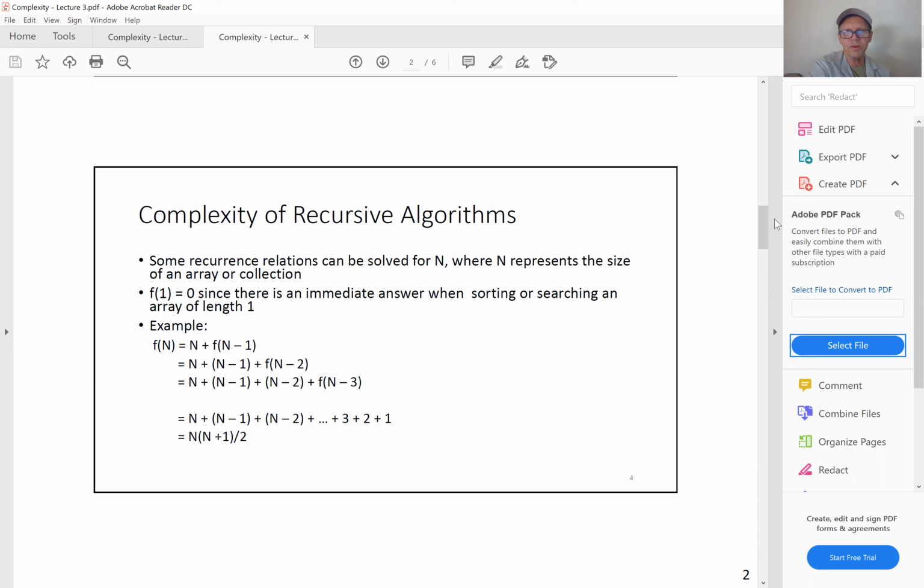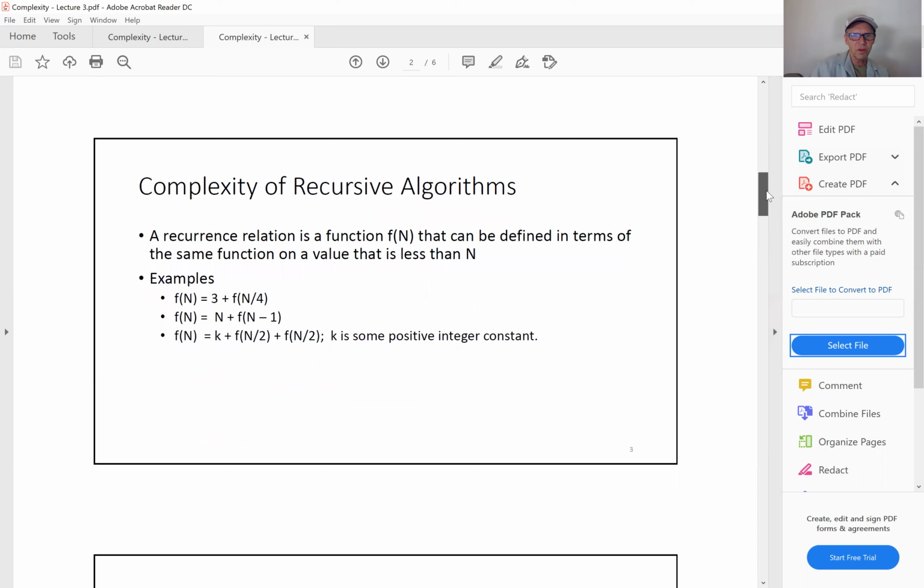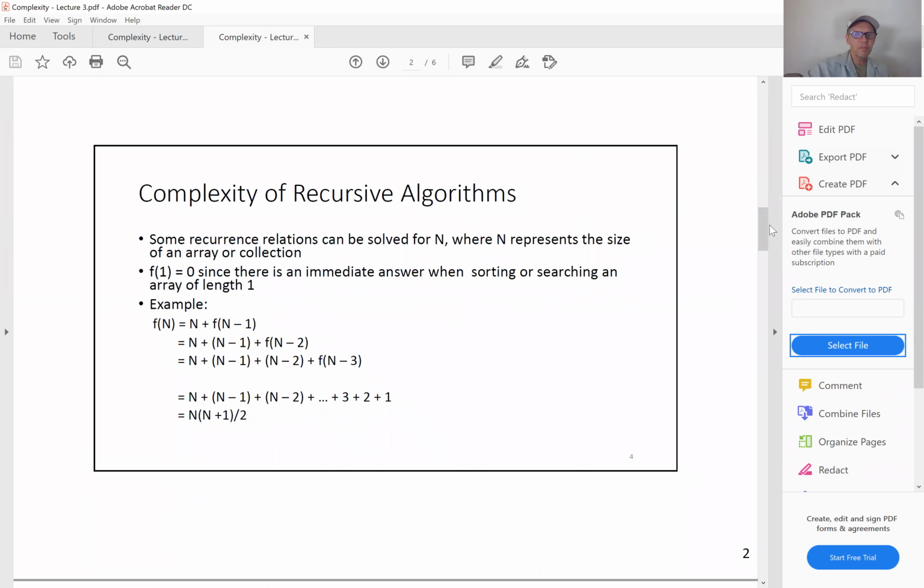Basically, when you get down to 1, we can consider it 0 or 1, because there's only one element left in the data set, so there's really nothing to do. Remember, here's our recurrence relation, n plus f of n minus 1. That was number 2. We just keep expanding this. f of n minus 1 is n minus 1 plus f of n minus 2.